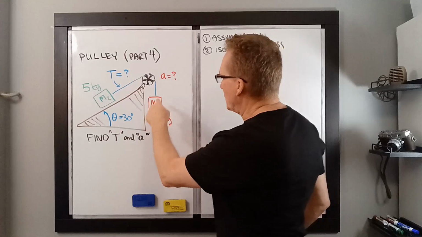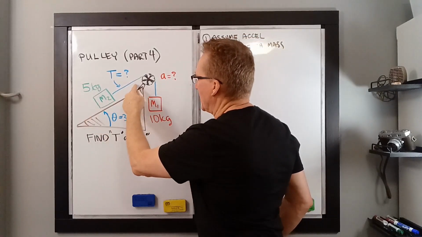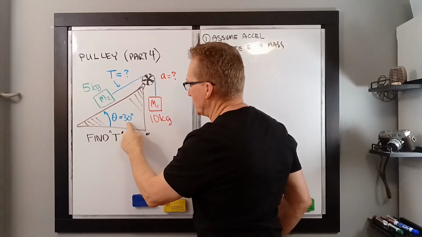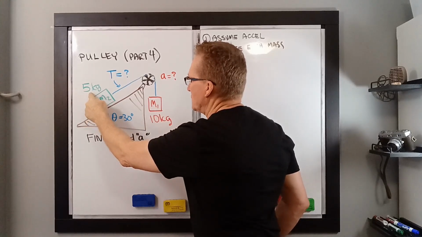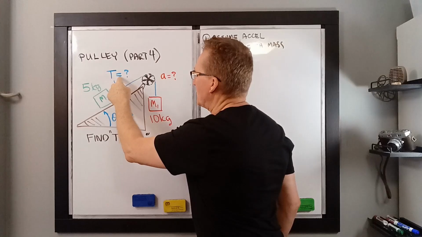Here we have a pulley, a weight hanging from a pulley of 10 kilograms, and we have another weight on an incline, a 30-degree incline, mass number 2, 5 kilograms. We want to find two things. It's pretty common for pulley problems.